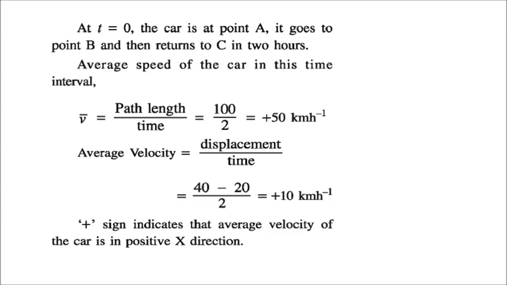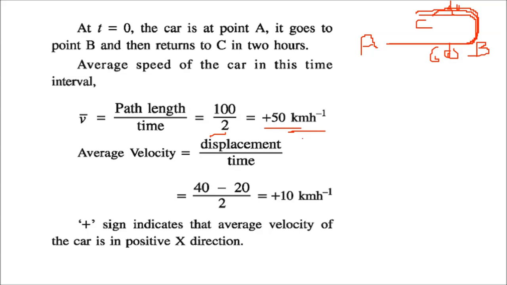Say at t equal to 0, the car starts at A, goes to B and returns to C in 2 hours. So what is the total distance we have discussed? Say this is 60, this is 40. So the path length is 100, and the time is 2 hours. So 100 by 2, that is 100 kilometer, 60 plus 40, this is B, this is C. So it traveled 60, then 40 came back. 100 is the total distance, divided by 2 hours, so 50 kilometer per hour.